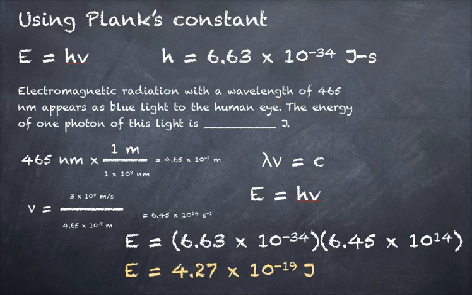So now I can take that and put it back in the original formula, E equals h nu, and h is going to be 6.63 times 10 to the negative 34. Frequency in our case is 6.45 times 10 to the 14, and so when you solve for joules you get 4.27 times 10 to the negative 19.